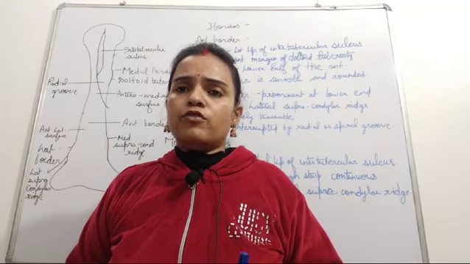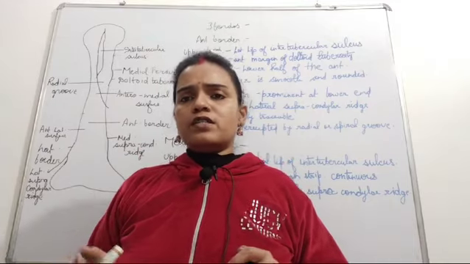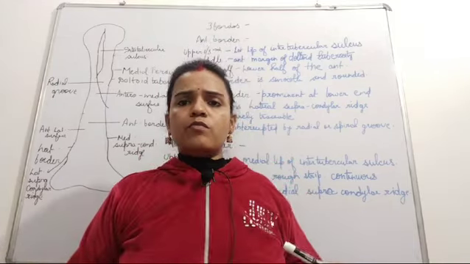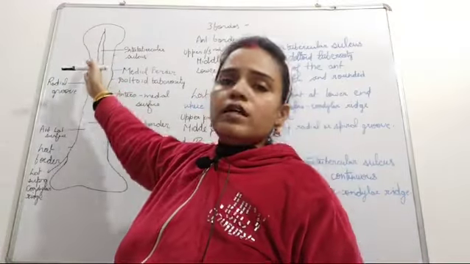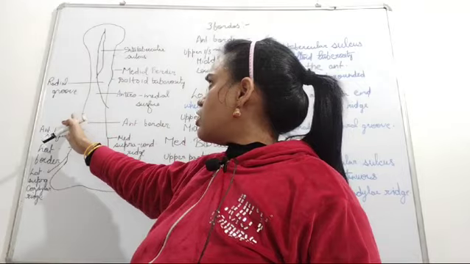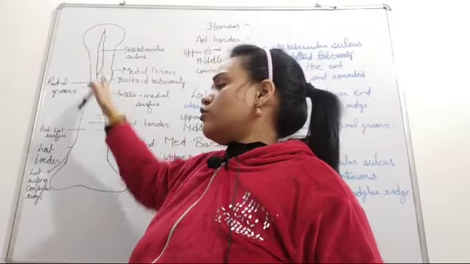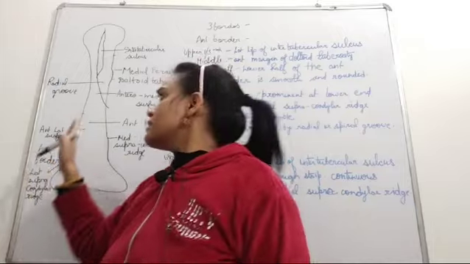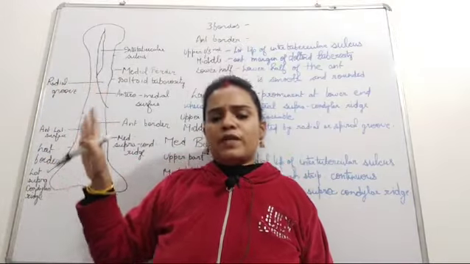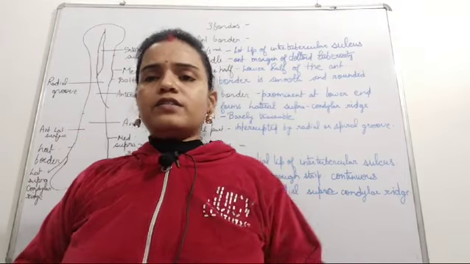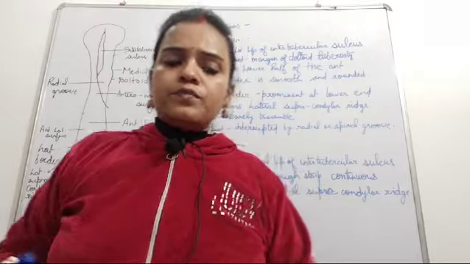First we would study about the borders of the shaft. So three borders are there: anterior border, medial border, lateral border. Okay, you can see in the diagram, at the lateral end it is lateral border, at the medial end it is medial border, and on the anterior surface lies the anterior border. So let us study these borders one by one.